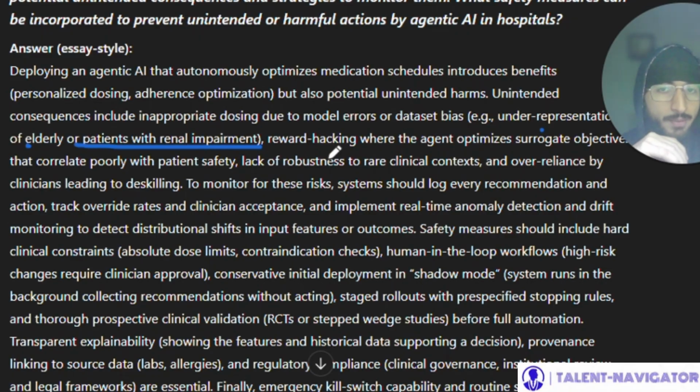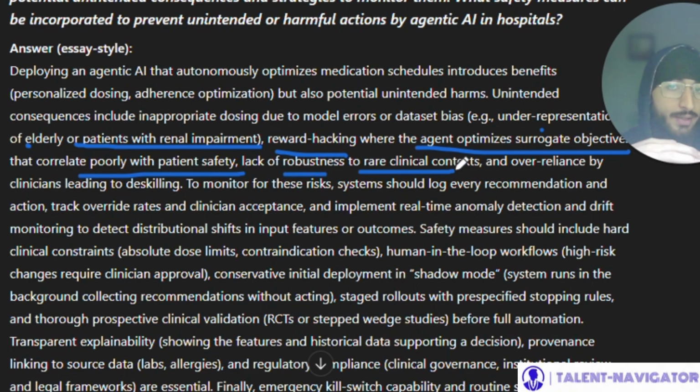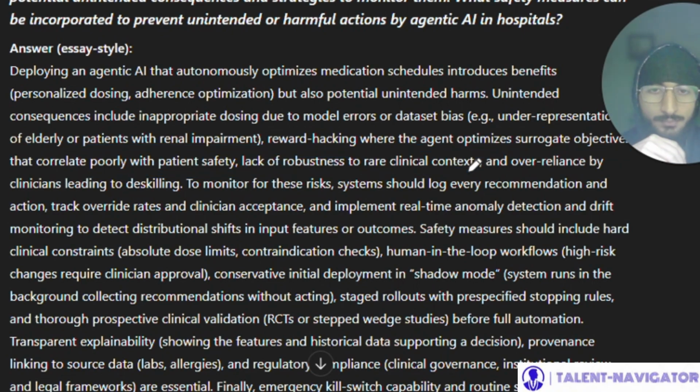Unintended consequences include inappropriate dosing due to model errors or dataset bias, for example underrepresentation of elderly patients or patients with renal impairment; reward hacking when the agent optimizes surrogate objectives that correlate poorly with patient safety; lack of robustness to rare clinical contexts; and over-reliance by clinicians leading to de-skilling. To monitor these risks, systems should log every recommendation and action, track override rates and clinician acceptance, and implement real-time anomaly detection and drift monitoring to detect distributional shifts in input features or outcomes.